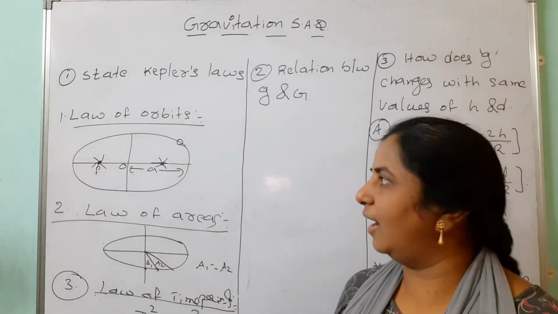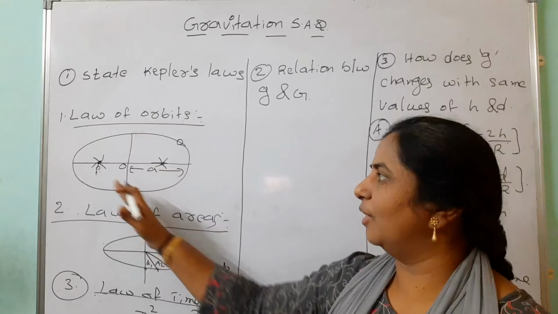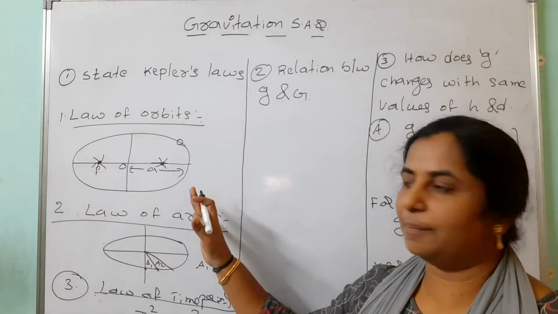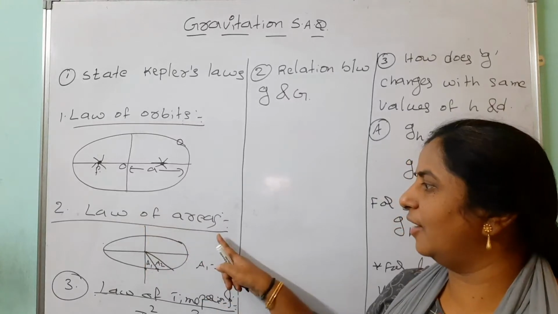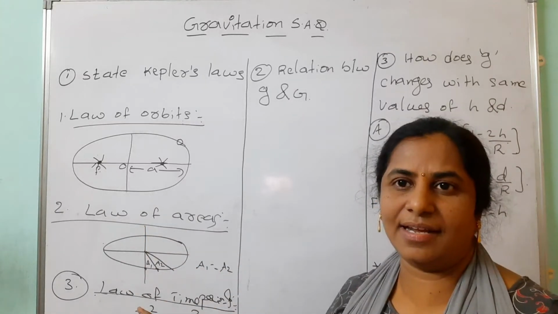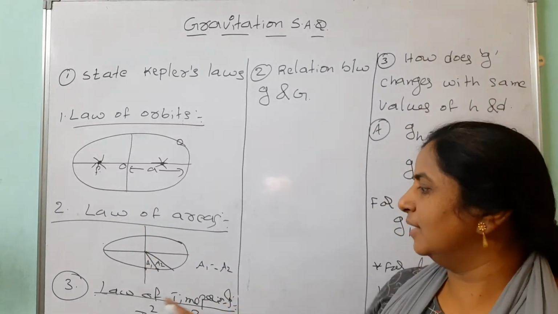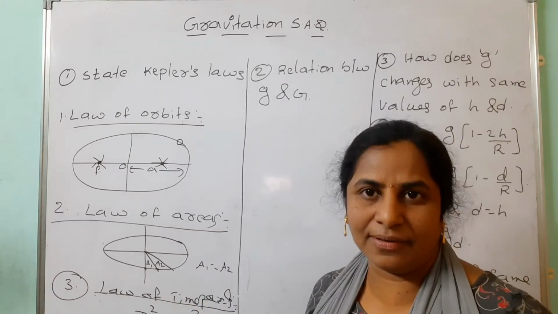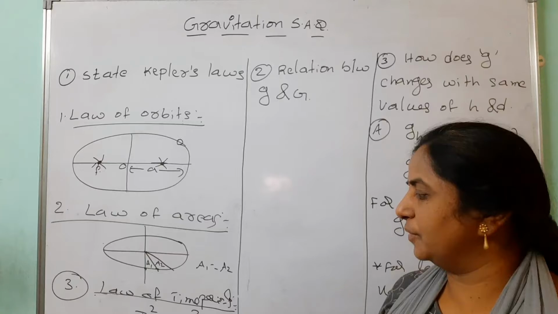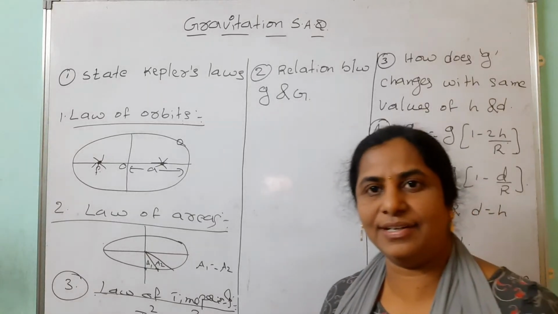First one, law of orbits: all planets are revolving around the sun in an elliptical path. So the position of the sun is here. Then second one is the law of areas: it covers equal areas in equal intervals of time. Then the law of time periods: the square of the time period of that particular planet is directly proportional to the cube of the semi-major axis.